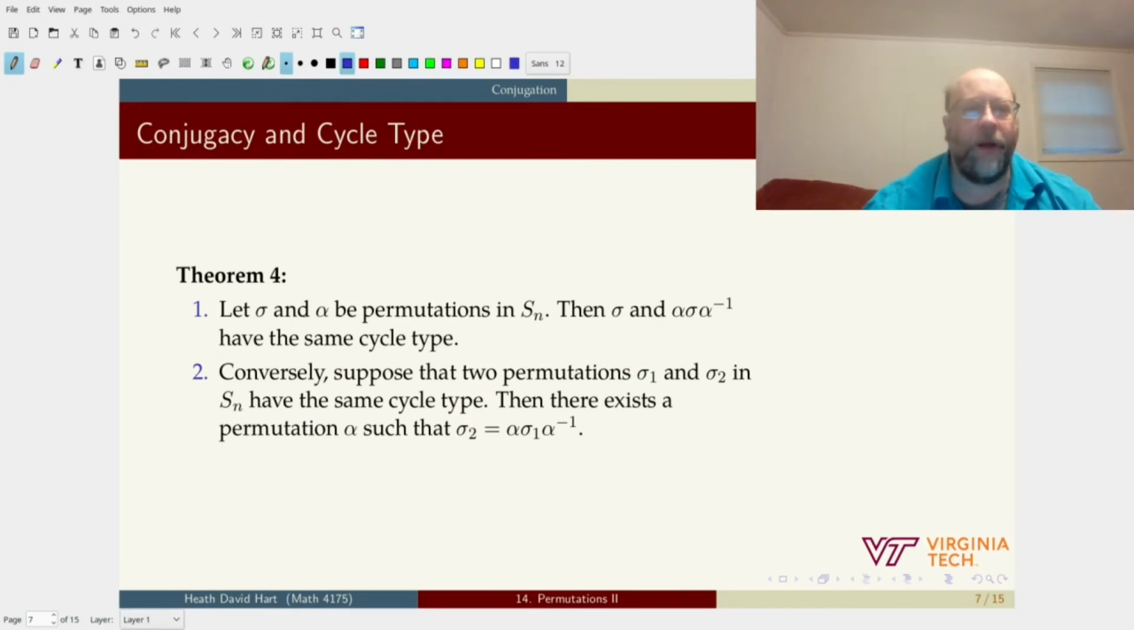This is Theorem 4: if I have permutations sigma and alpha, then sigma and alpha sigma alpha inverse have the same cycle type. The other way around is if I have 2 permutations that have the same cycle type, then I can find a permutation such that if I conjugate by it, I get the other permutation. So this is actually an if and only if statement. If I have a conjugate, it's the same cycle type, and if I have 2 permutations with the same cycle type, I can make it into a conjugate by finding the right alpha.